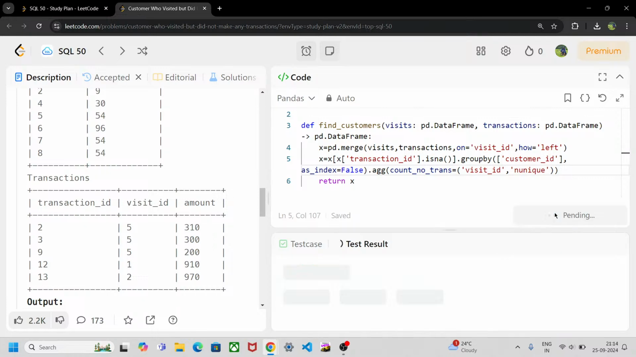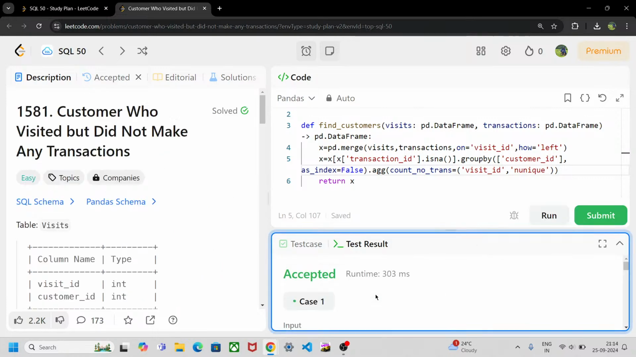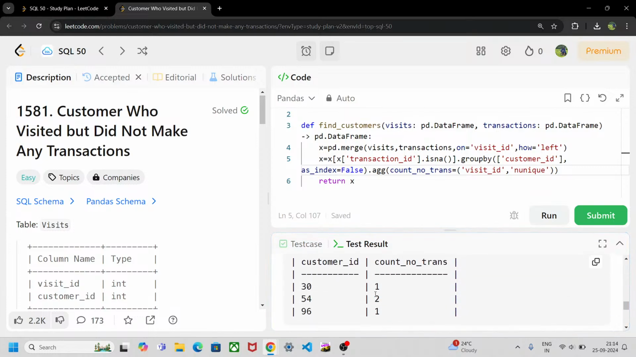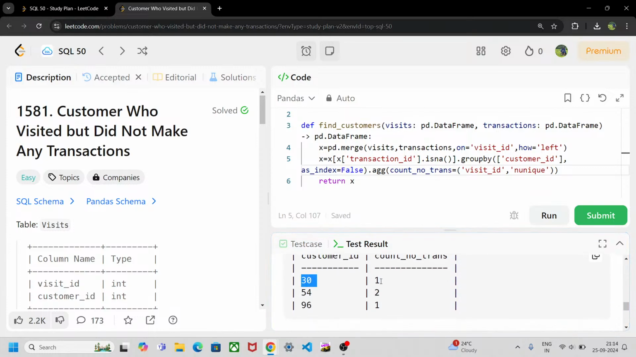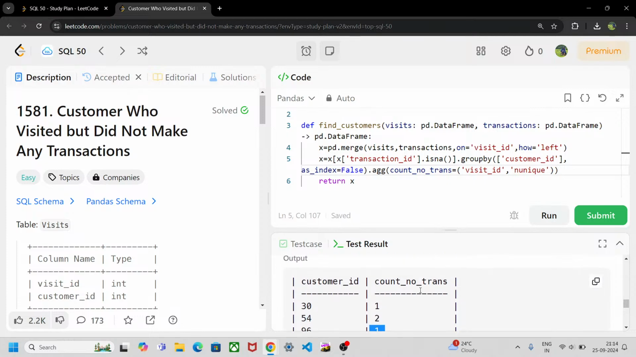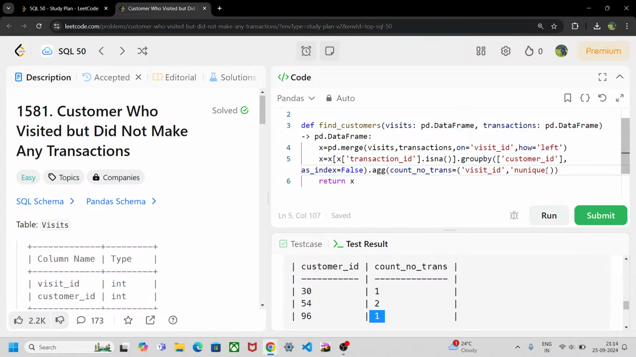Okay, so if I run this, you will see that we have 30 with 1, 54 with 2 and 96 also 1. That is what we saw, right? So nunique in the sense it doesn't take the duplicates. That is the unique count, you can say. Okay, so let's submit this.